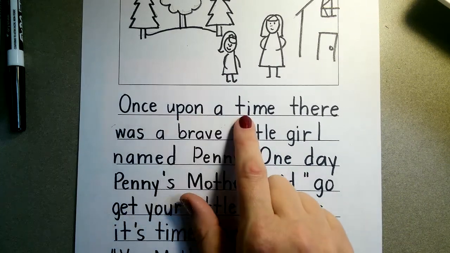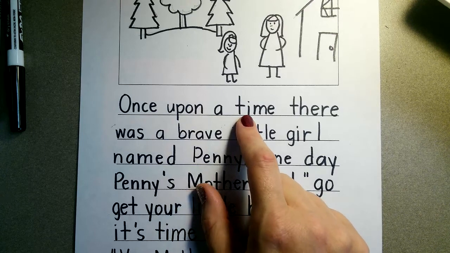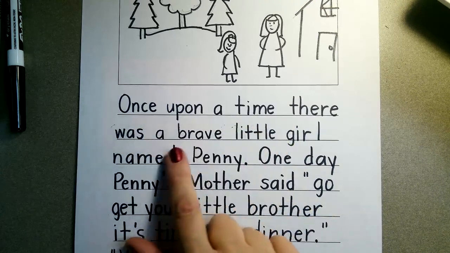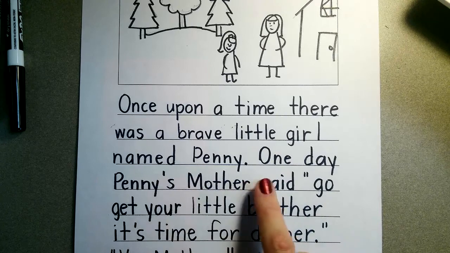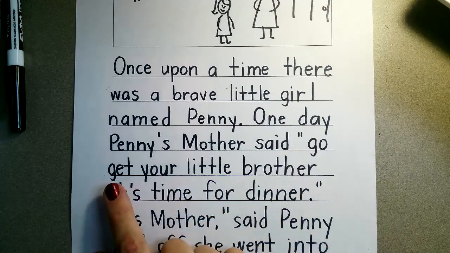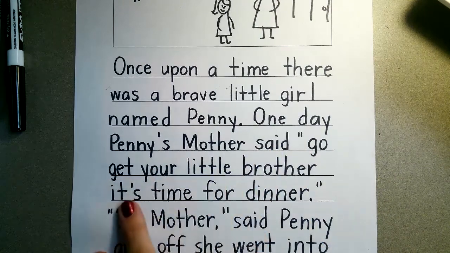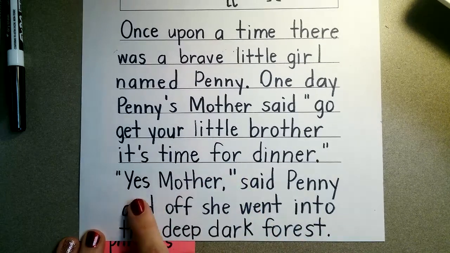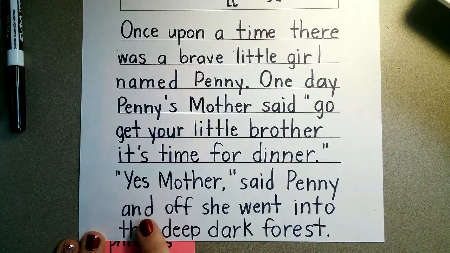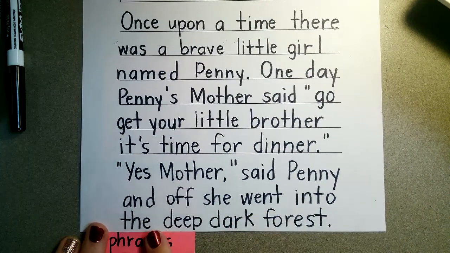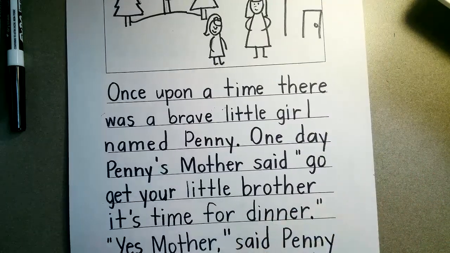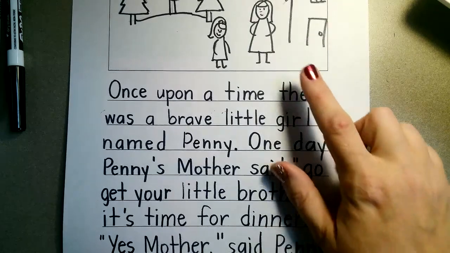Once upon a time. There's a storytelling phrase that should tell my reader I'm writing a fairy tale. Once upon a time, there was a brave little girl named Penny. One day, Penny's mother said, here's where Miss Davis included some dialogue, "Go get your little brother. It's time for dinner." "Yes, Mother," said Penny. Oh, Miss Davis has her characters talking to each other. And off she went into the deep, dark forest. So Miss Davis has included dialogue in her writing. I have Penny's words and her mother's words.